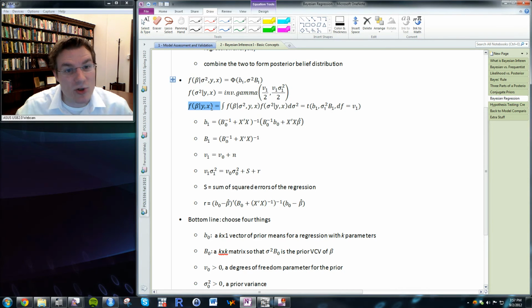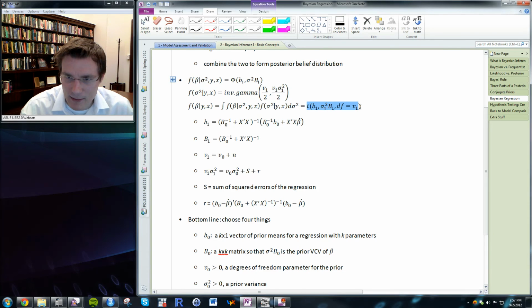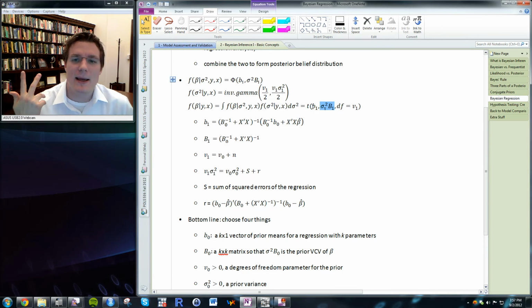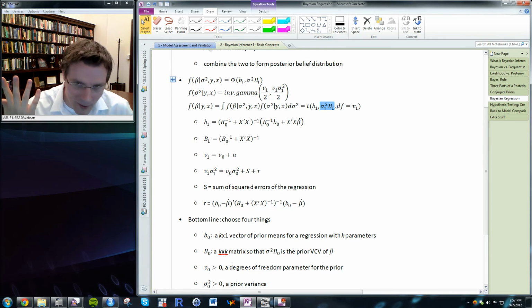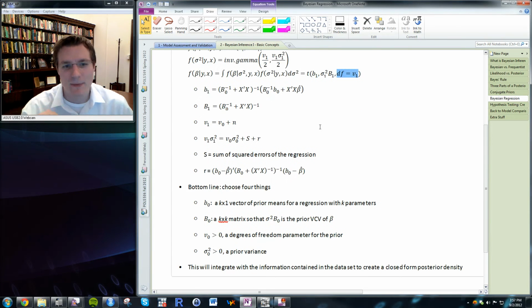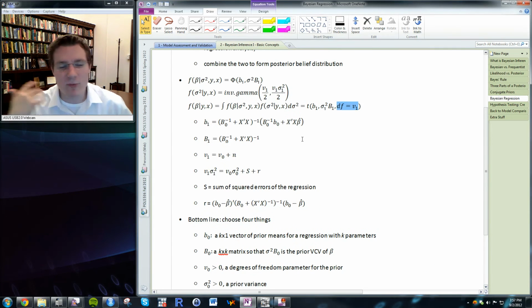And the marginal density of beta given y and x, which is to say factoring out uncertainty in sigma squared, is given by a t density with a centrality parameter beta 1, a dispersion parameter sigma 1 squared B1, and degrees of freedom v1. Now, I've been referring to these quantities b1, cap B1, or big B1, v1.